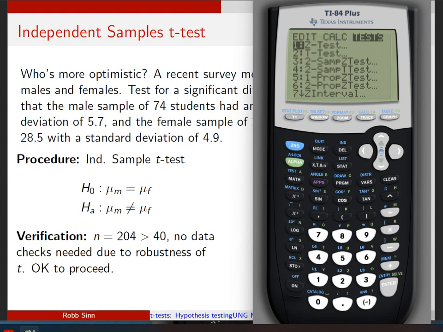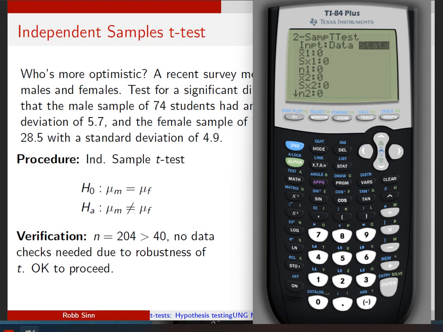You see t-test number 2, and then look at number 4. Two sample t-test. Okay, that's the independent samples t-test that I want. So I'm going to hit enter. And you have two input modes. Data input mode means that you started off with data.